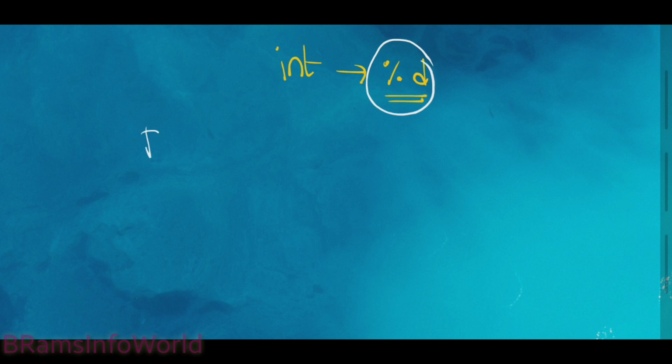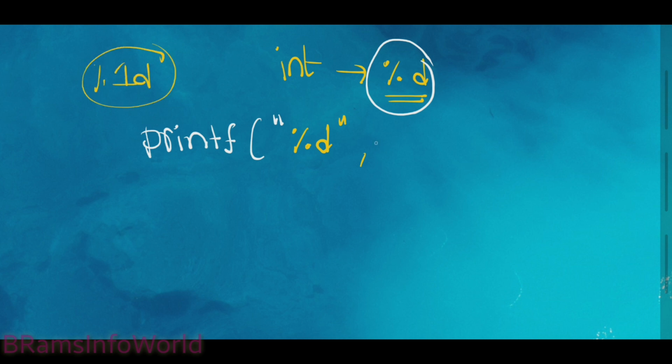Let us talk about the first example, related to integer. The integer format specifier is %d. Whenever you define %d, the compiler understands this is an integer. So printf, double quotations open, and we write %d. So %d or %1d are both the same. We can take a value like int a equal to 5.